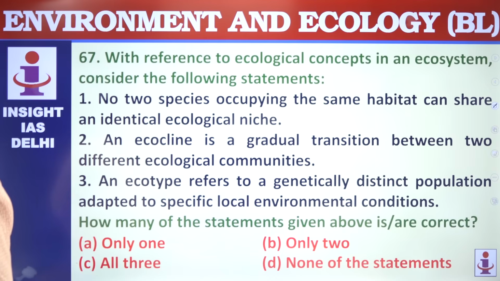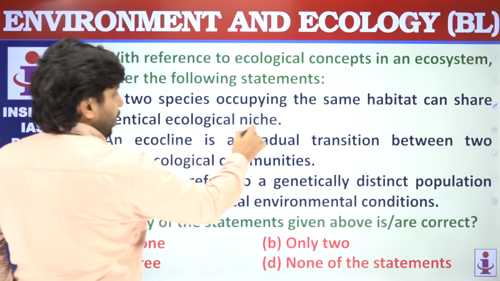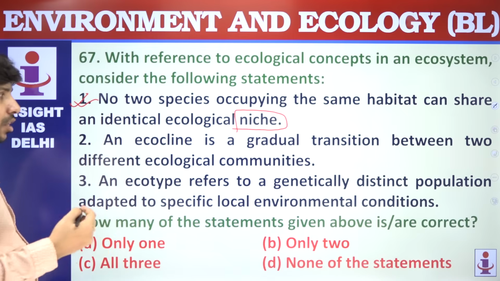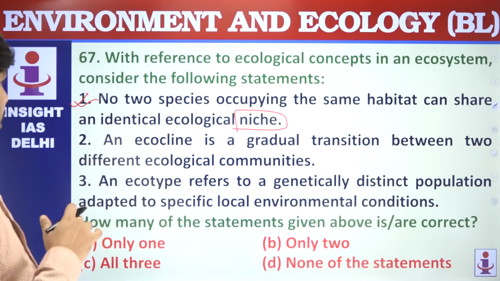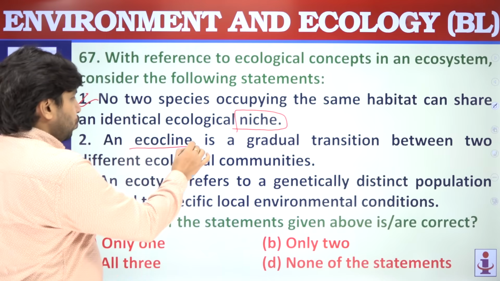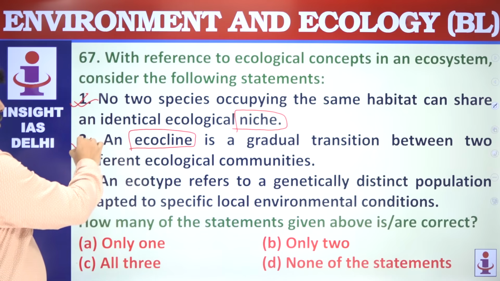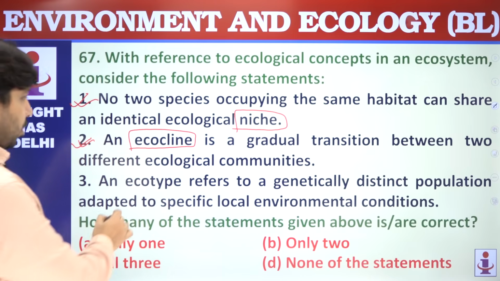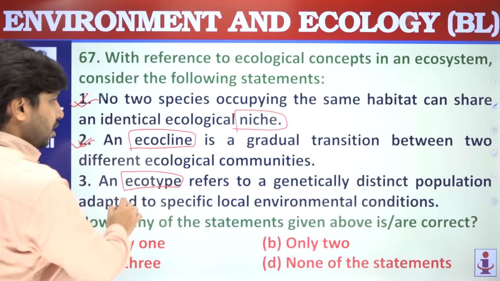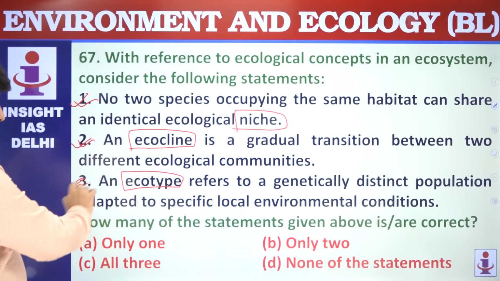No two species occupying the same habitat can share an identical ecological niche. Yes. The same ecological niche cannot be shared. Statement 1 is correct. An ecocline, very good term. Ecocline is a gradual transition between different ecological communities. Yes, ecocline is about transition of communities. An ecotype refers to a genetically distinct population adapted to a specific local environment. All the 3 are correct.